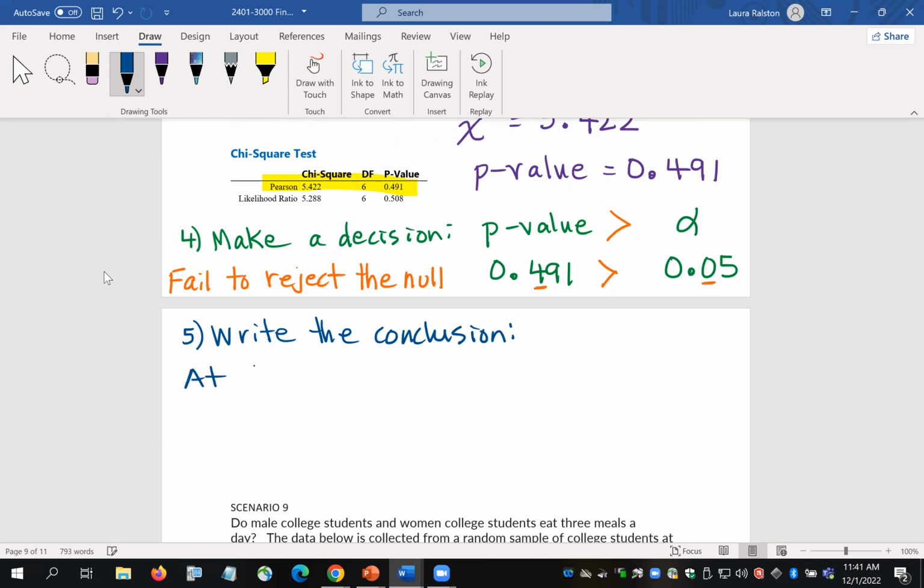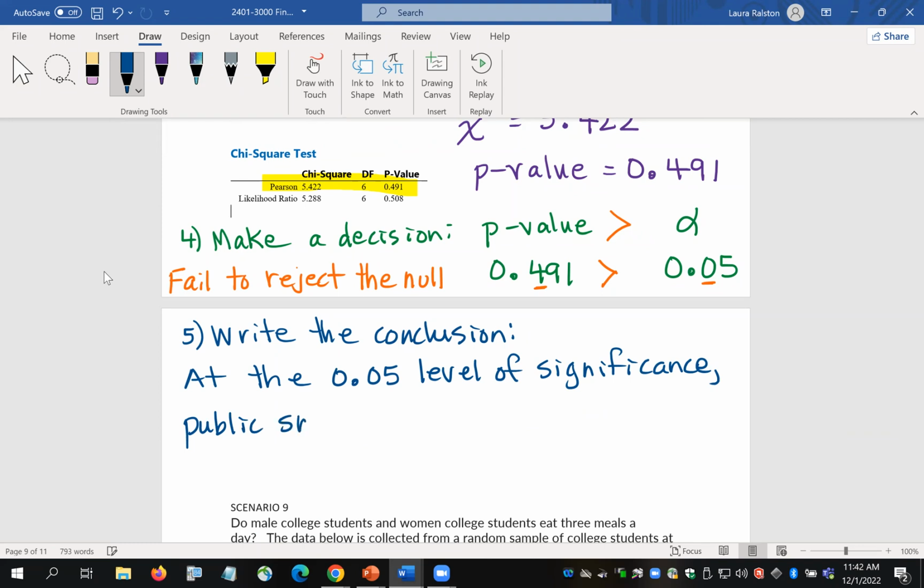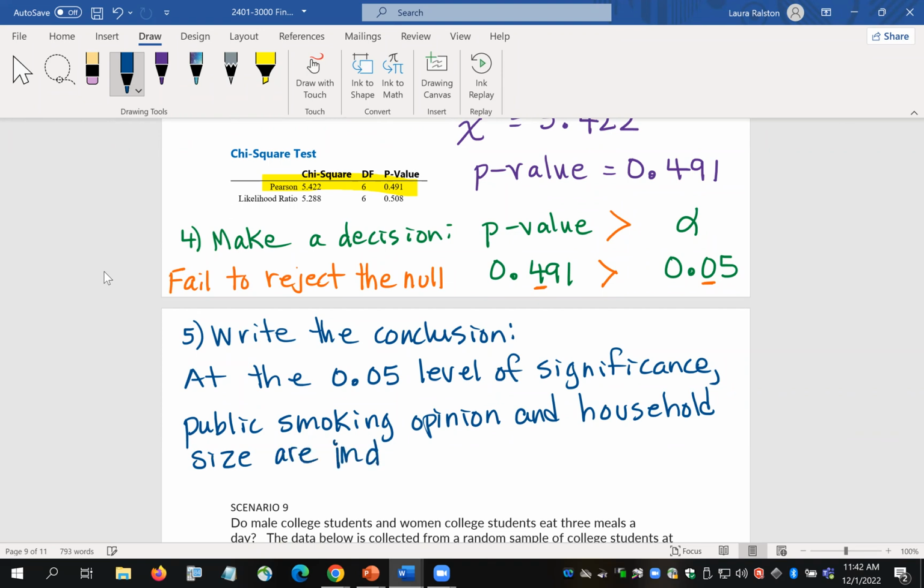So we would say at the 0.05 level of significance, public smoking opinion and household size are independent of each other.